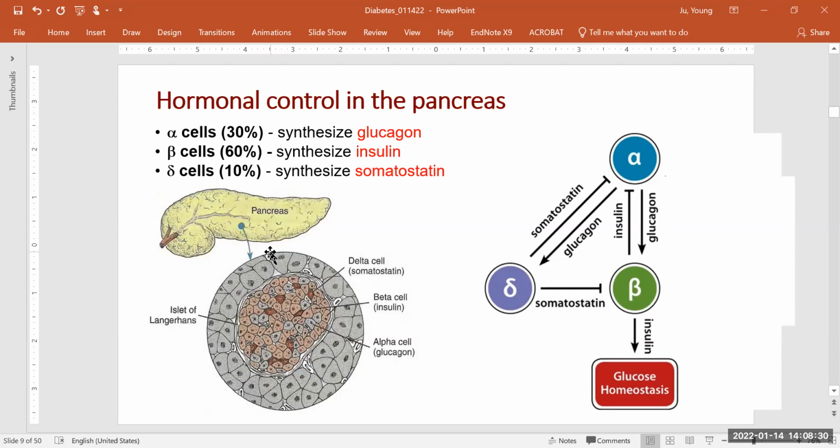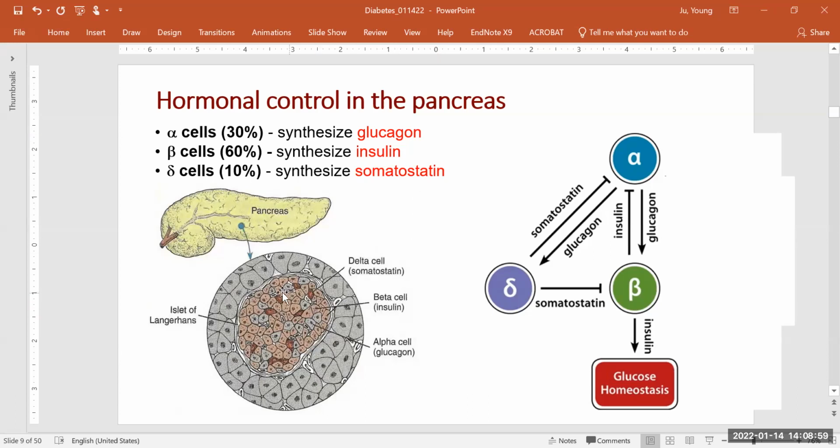The pancreas contains clusters of cells called islets. Three types of islet cells are scattered in the pancreas and provide hormones involved in the regulation of blood glucose level. So alpha cells, you can see as little gray dots. They are arranged around the outer rim of the islet, about 30% of the total islet cells, and they make glucagon, which is the enzyme.